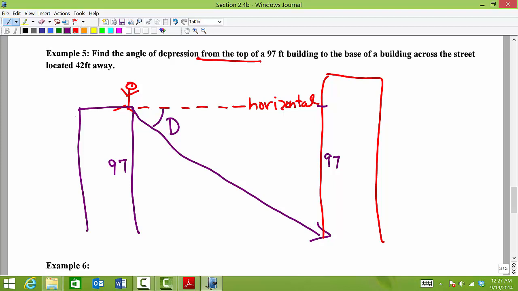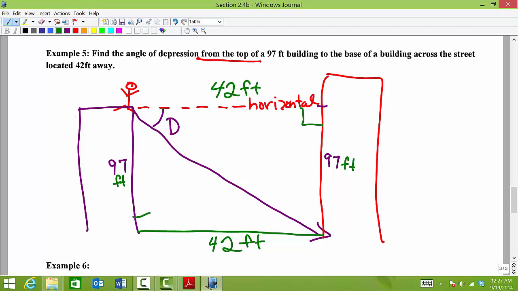And we're also told that the building is 42 feet away. So we have 42 feet here, as well as 42 feet across the top of our horizontal. So from building to building, 42 feet. And we have our little rectangle here that we can use to help us solve. And we have basically formed two right triangles.